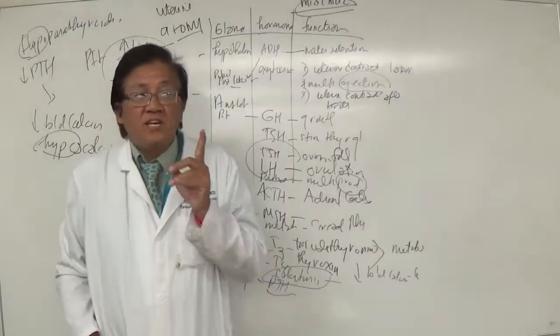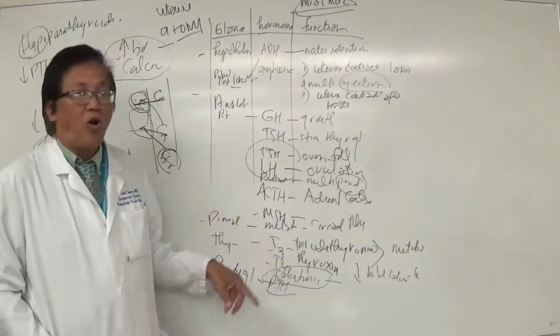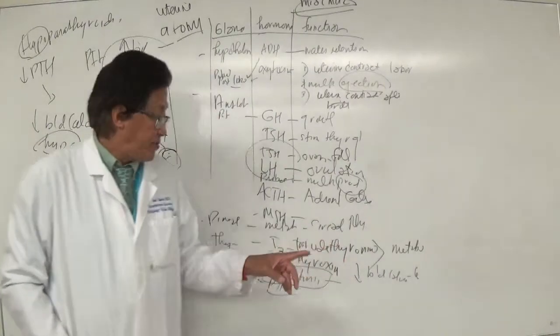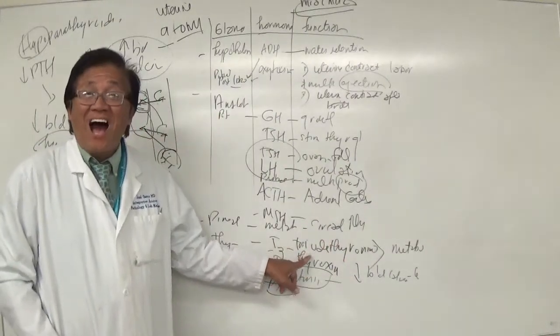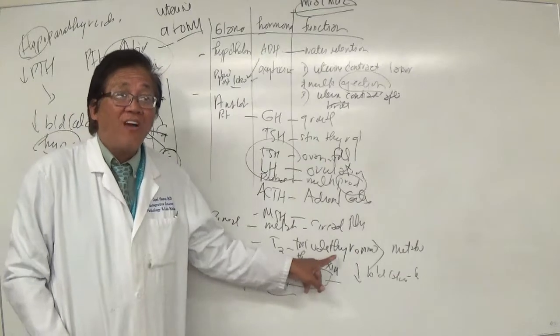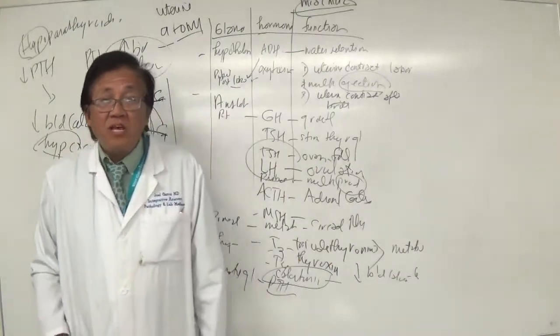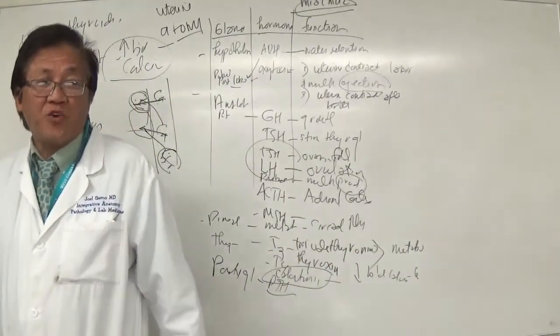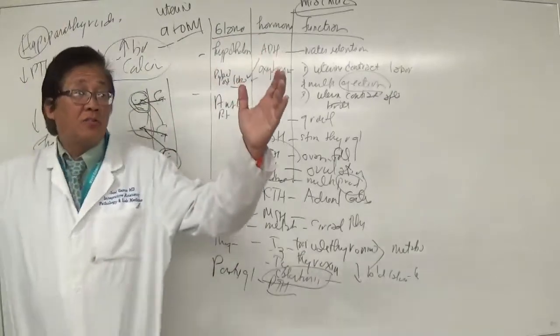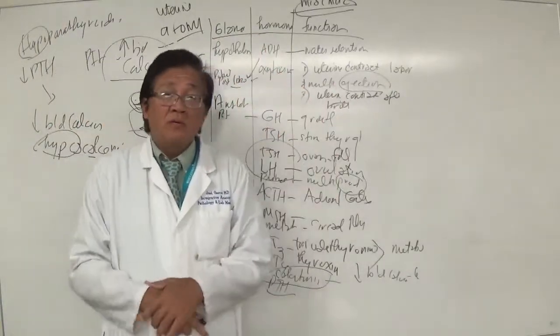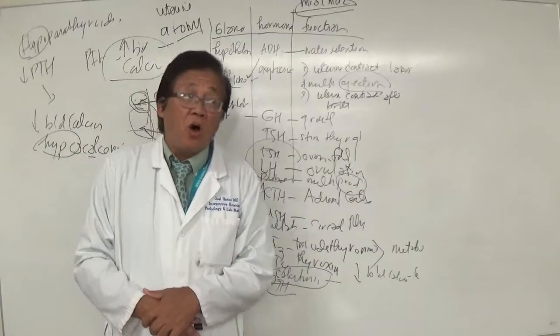Well, I forgot to mention these. What is needed to form your thyroid hormone? Do you need iodine? Yes. There's a reason why it's called triiodothyronine. How many atoms of iodine? What is tri? Oh my goodness, don't you love anatomy? Don't you love medical terminology?